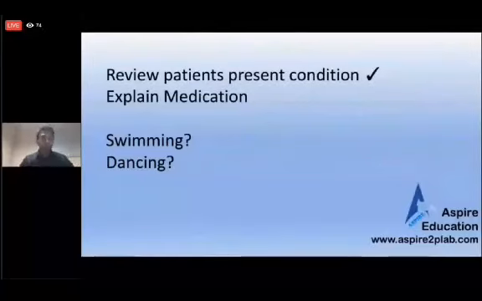So for example, you review the patient's present condition. She is fine, she doesn't have any symptoms, she's doing all right, she can go home. Now we have to explain about the medication. So what is special about explaining epilepsy medication? Epilepsy medication you have to take as prescribed. Not only epilepsy of course, but any other medication you have to always take as prescribed. You have to explain that you have to take them as prescribed and you should not miss any dose.